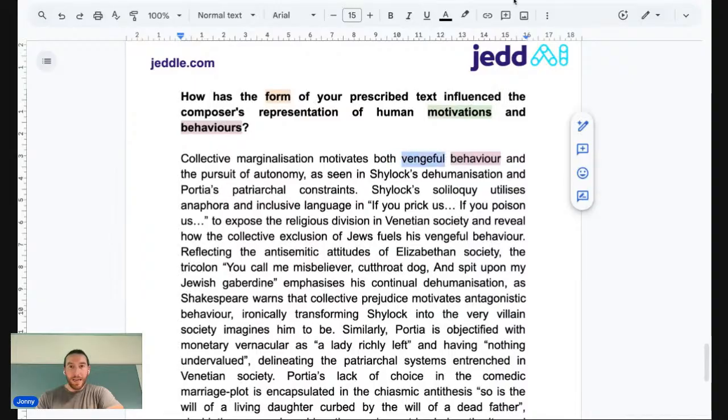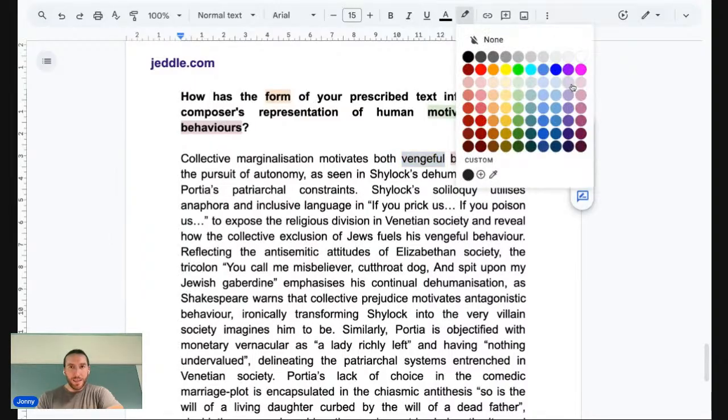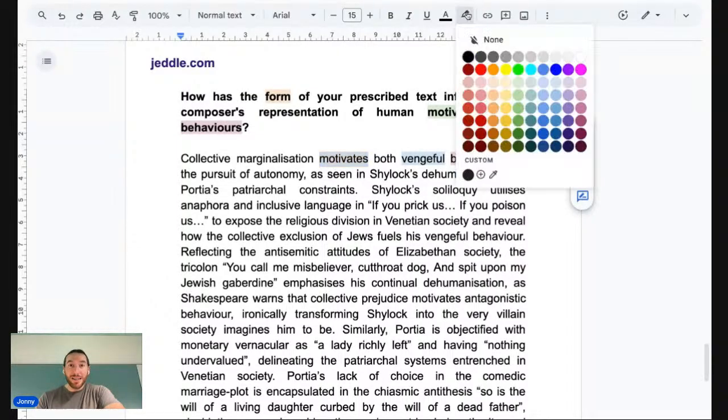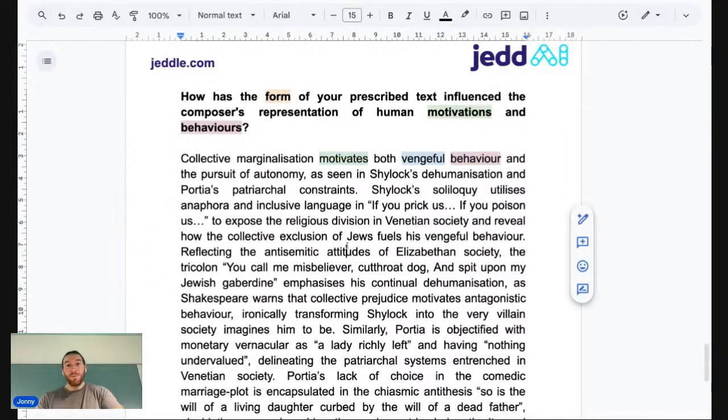Look at that. Land and expand. Here, I'll do the expand part in blue. See that blue? Vengeful behavior. That's an example of not just repeating the keyword, but actually adding to it, expanding on it by saying what type of behavior. Collective marginalization motivates both. And look at this subtle thing: the collective marginalization motivates that behavior. So there is the linkage between motivations and behavior, which I like.